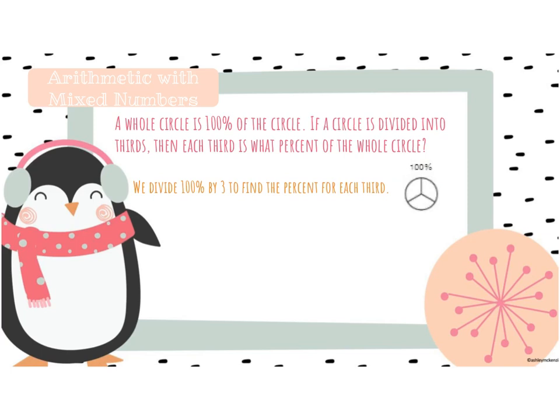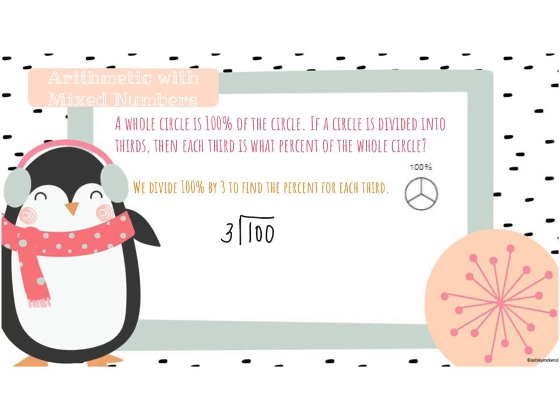Okay, here's another. A whole circle is 100% of the circle. Y'all with me so far? If it's the whole thing, it's representing 100%. If a circle is divided into thirds, then each third is what percent of the whole circle now? Okay, so we would divide 100 by 3. Good. Don't forget it says what percent of it is it. So don't forget your symbol. Don't just put a number. Good.